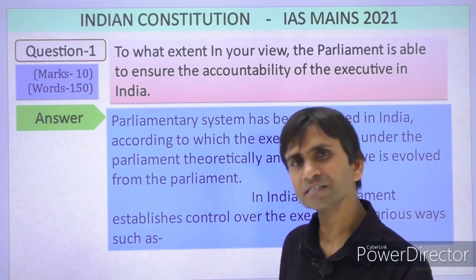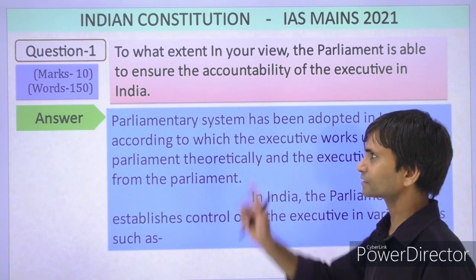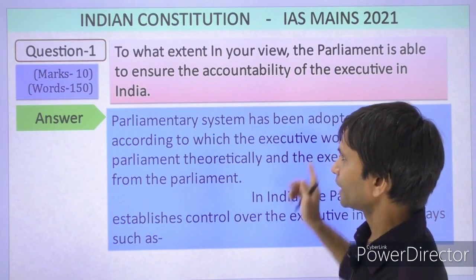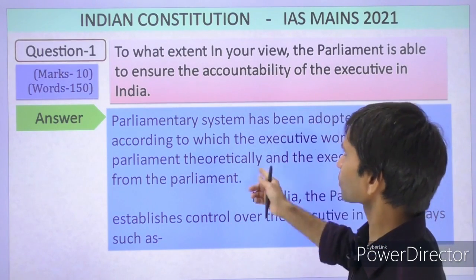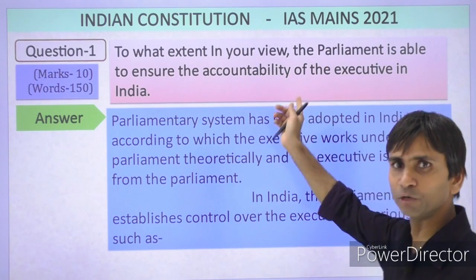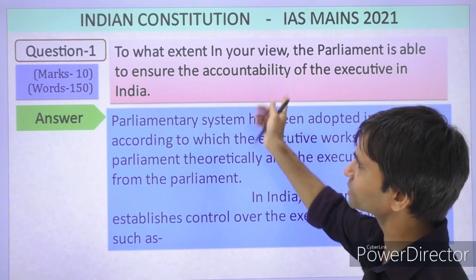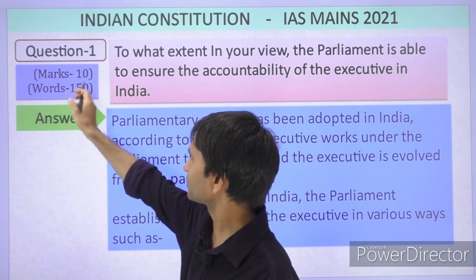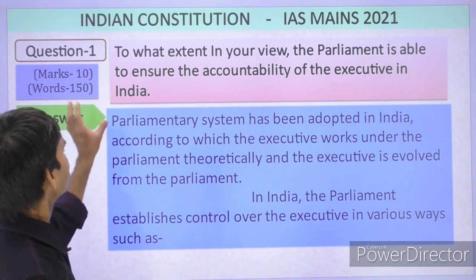Many students are sending their answers in Hindi and English medium, and this is the answer of one student who has sent me, and now I am displaying the answer. You have to write the answer to the question asked by UPSC in the 2021 IAS mains exam GS paper 2, in 150 words, and the maximum marks are 10.